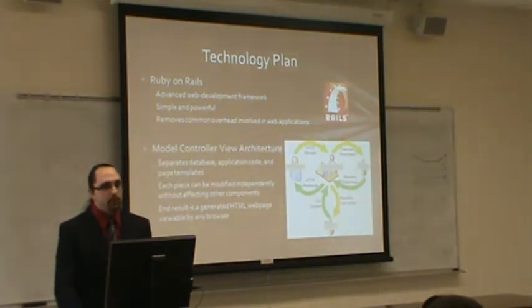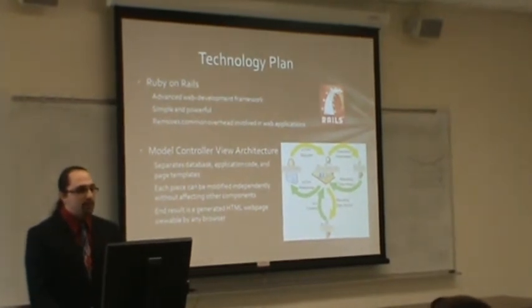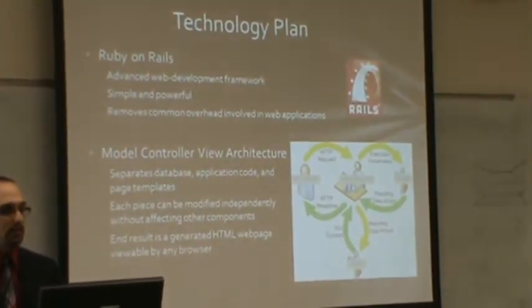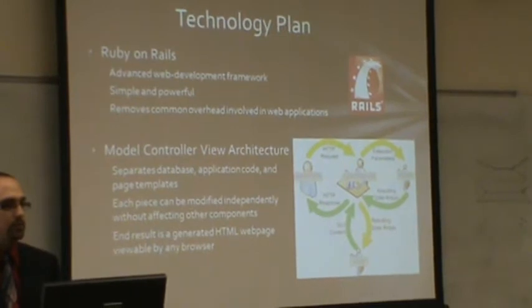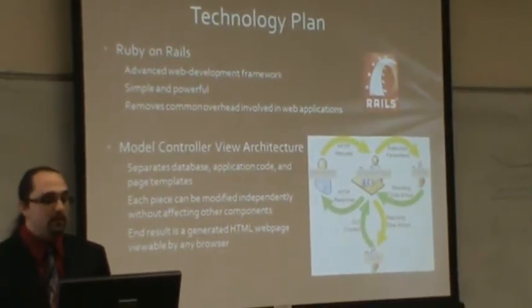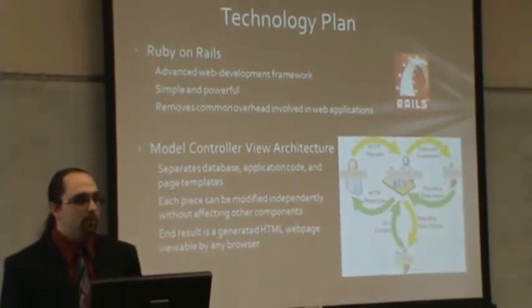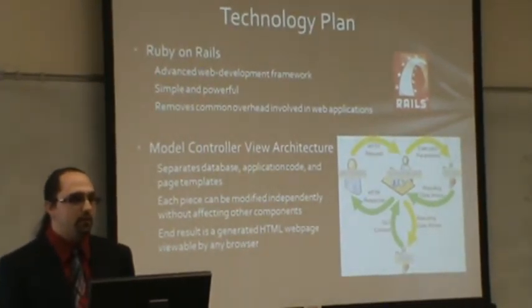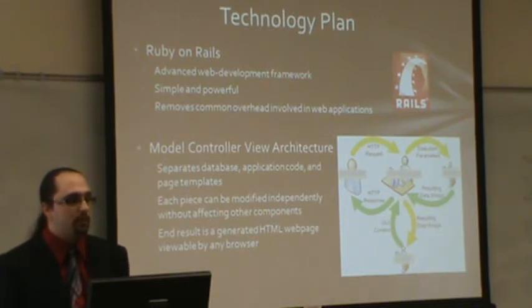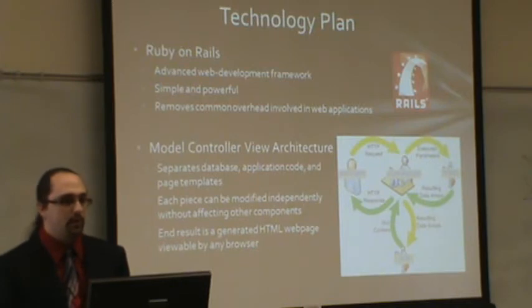The heart of Ruby runs on what's known as a model controller view architecture, which separates the database, the application code, and the page templates that are used to serve the pages to the viewer. Each piece can be modified independently without having to affect the other components. So if you want to change the way something looks on a page, you don't have to recompile the whole code. You just modify a view and re-upload that file to the server. And the end result, you still get an HTML web page that's viewable by the user.